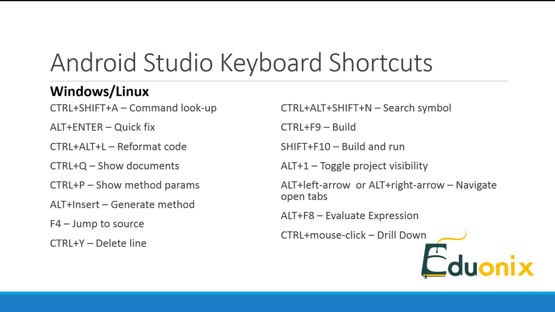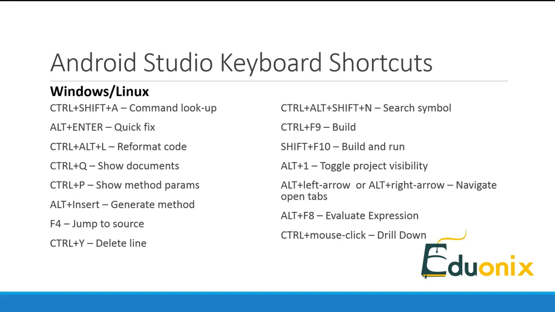When we have excess code that needs simple deletion, the key combination of Control and Y will delete the current cursor line or all selected lines of code if more than one are selected. In case we lost place of one of our variables or methods, the shortcut Control and Alt and Shift and N will open up a search dialog to let us search for symbols by name. Then we can move on to building our project. The key combination of Control and F9 builds and compiles our project, or we can use the key combination of Shift and F10 to build and then run our application on a device or emulator.